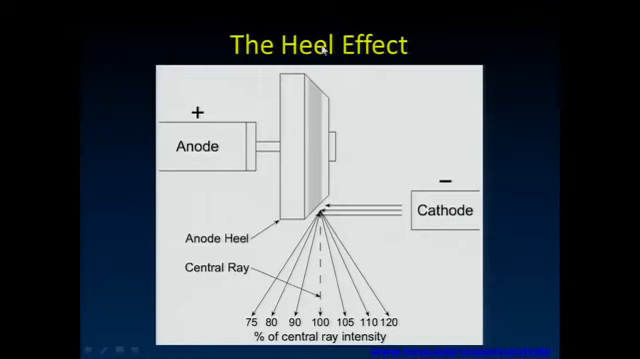The heel effect I want to mention one more time. Remember we mentioned that the intensity of the beam is lower here, higher towards this side, with quite a bit of drop off with respect to the central ray. How can we eliminate or minimize that effect so that our image isn't brighter towards one side and denser towards the other side?